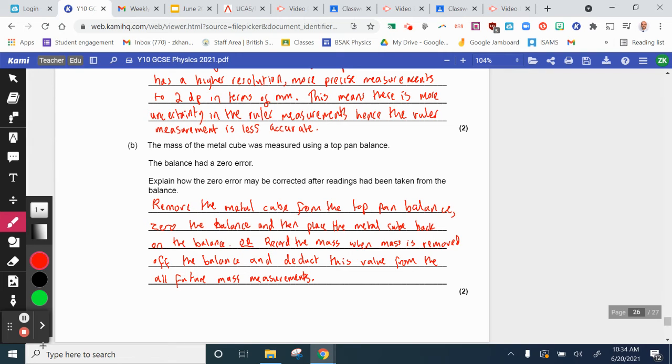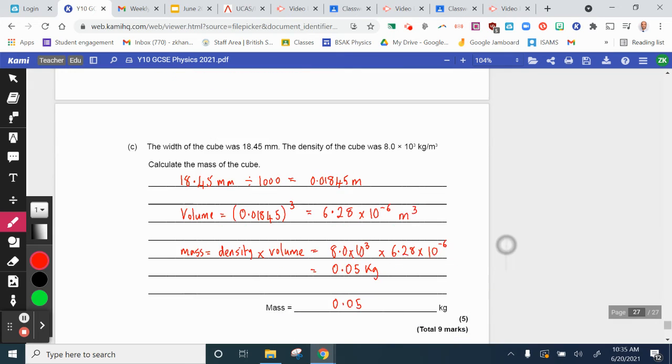However, another technique is to record the mass when the mass is removed. So remove the cube, see what the measuring balance is reading, and then knock that value off the value of all future measurements. So put the cube back on the mass balance, whatever it says, take the value of no mass on the measuring balance off it, and you will get the mass of the cube. So those are your two techniques.